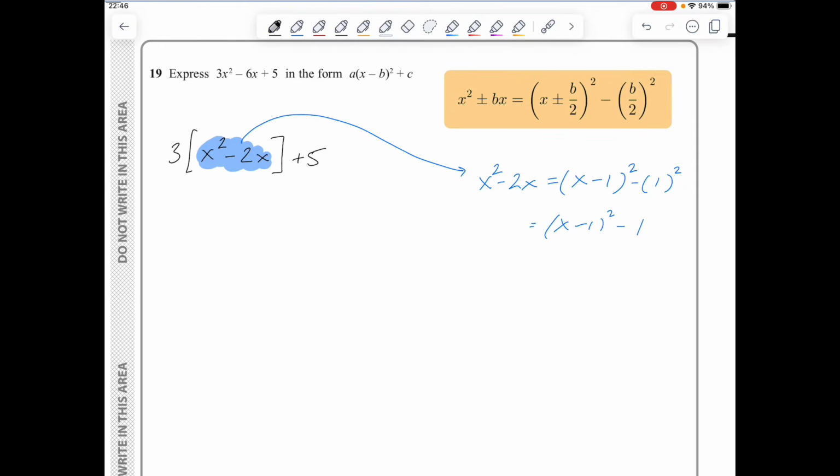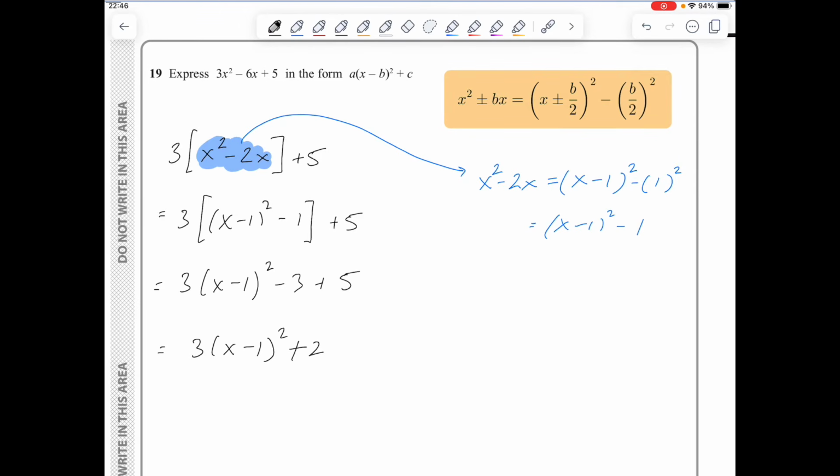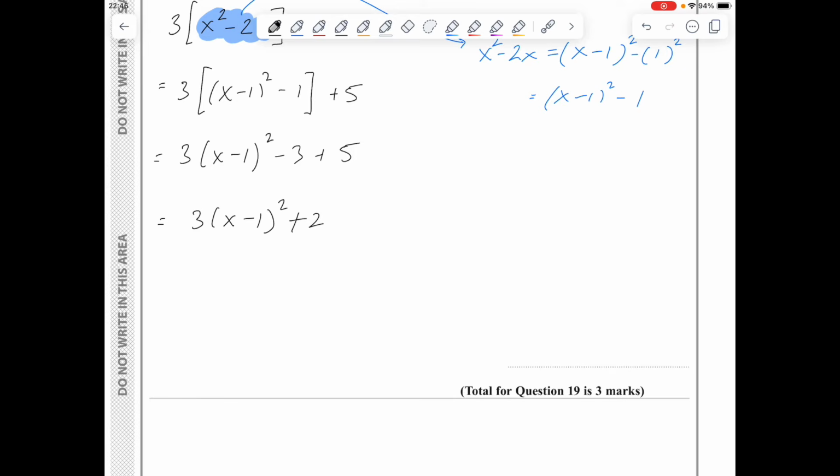And then I'm going to go back to my original expression and replace the highlighted expression with what I found on the right. So I get 3 [(x minus 1) squared minus 1], close the square bracket, plus 5. And I'm going to expand the square bracket, not the regular bracket. So I get 3 times my bracket squared minus 3 and then plus 5, which when simplified gives me 3(x minus 1) squared plus 2, which is my final answer.